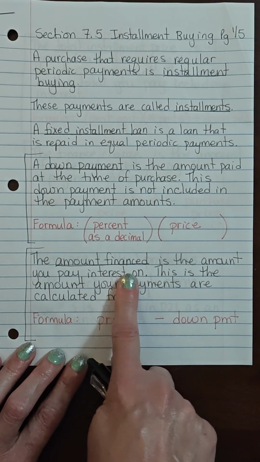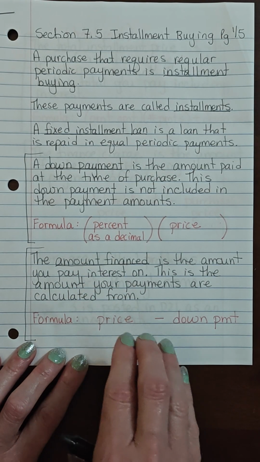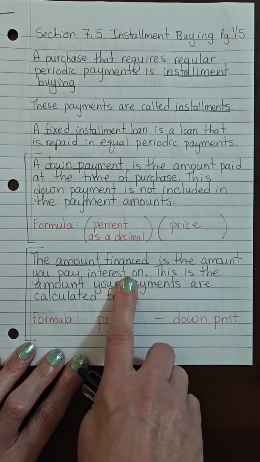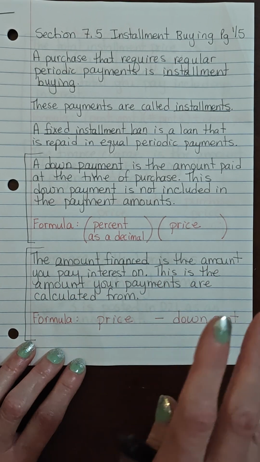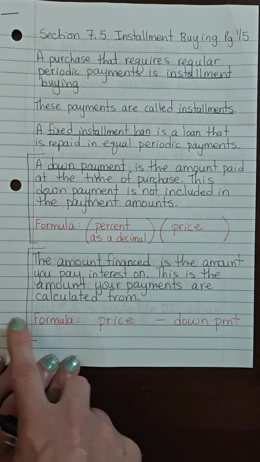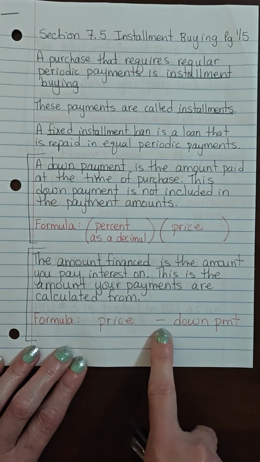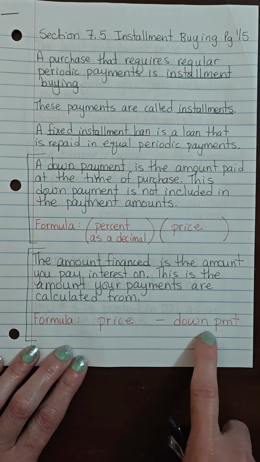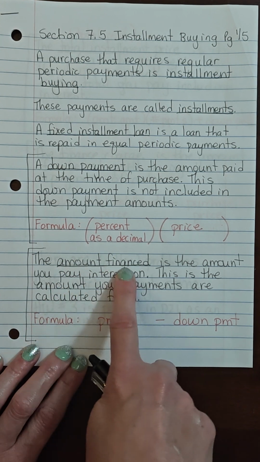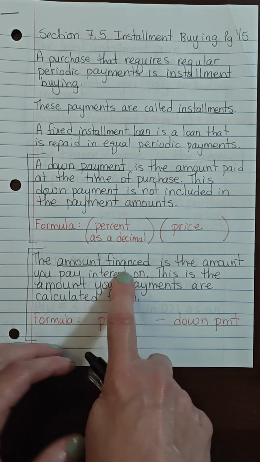The amount financed is going to be your loan amount. That's the amount you're going to pay interest on, and this is what your payments are going to be calculated from. The formula for that is the price minus the down payment. The down payment comes off of the price, and that is your loan amount, or the amount financed.